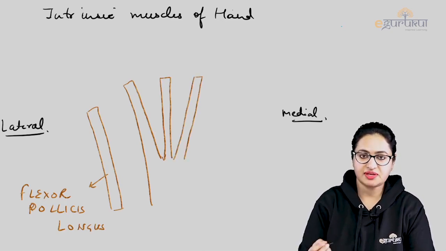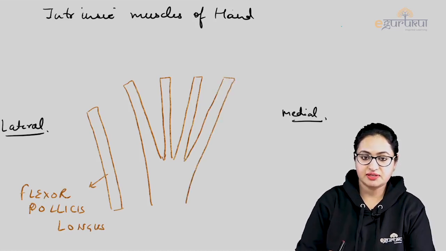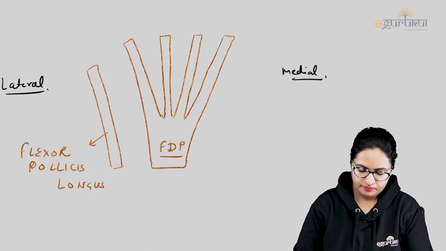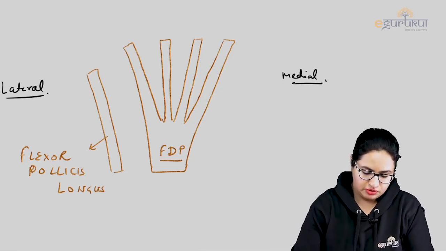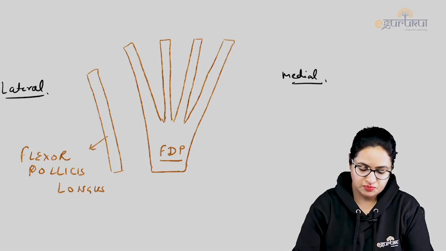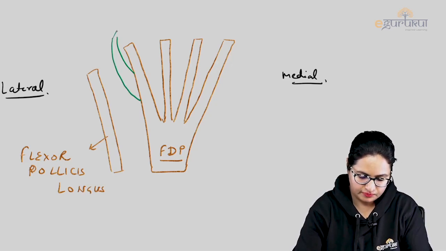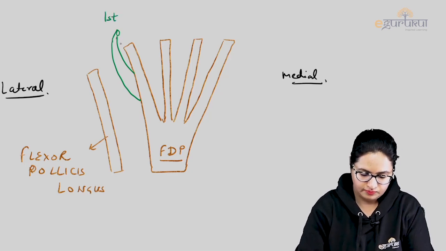So the lumbricals have a characteristic feature that they take origin from the tendons of this muscle, that is flexor digitorum profundus. Now the first and second lumbricals, which are unipennate, take origin from the lateral aspect of the first and second tendon of flexor digitorum profundus. So we will draw it like this. This is the first lumbrical. This is the second lumbrical.